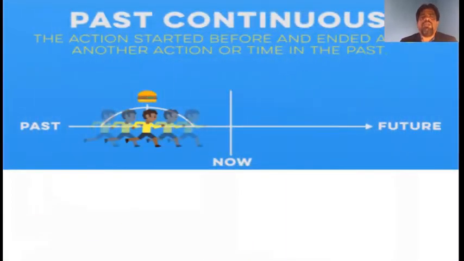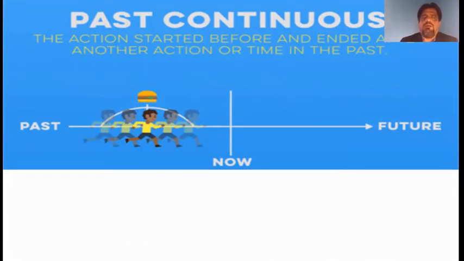So, a past continuous tense is an action started before and ended after another action or time in the past. It is anyway a past time action. So it could happen like that. Two actions, and one action was going on in between the other action. Or one action was going on before another action got over. It was something like that.